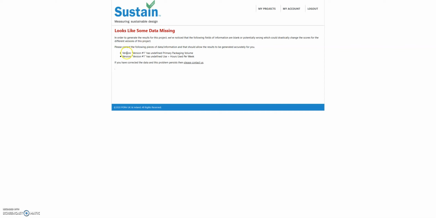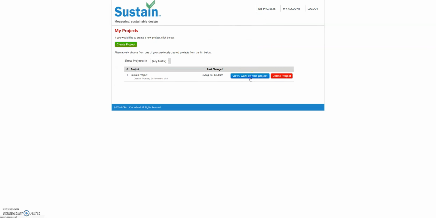So the tool will tell you which of the critical fields you haven't completed. And in this case here, I've got version 1 as an unidentified primary packaging volume. So I'm missing that piece of data. And also in version 1, I've defined use, but I haven't put hours per week in there. So I need to sort those out before I see my results.